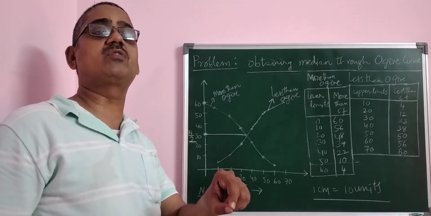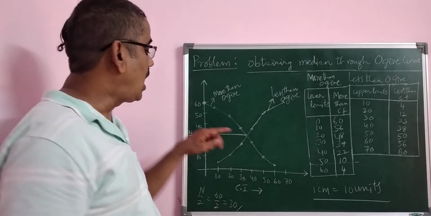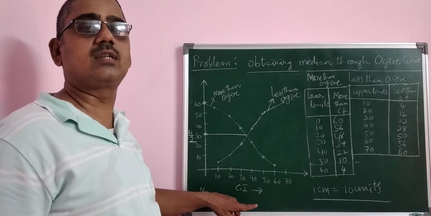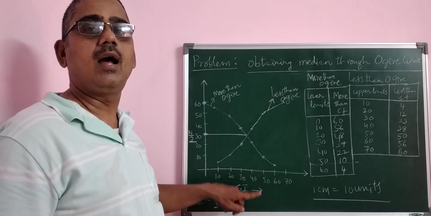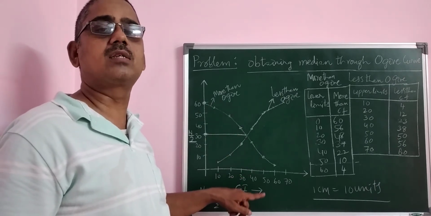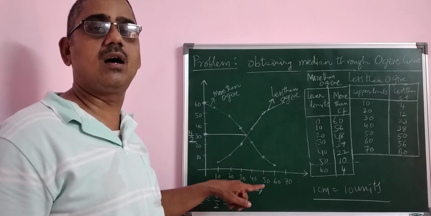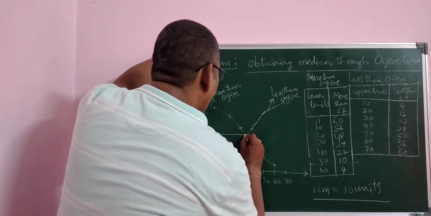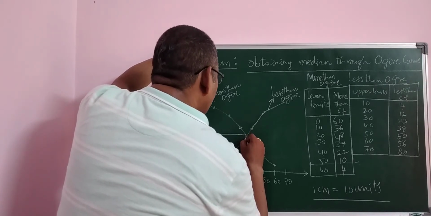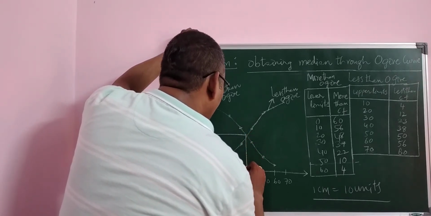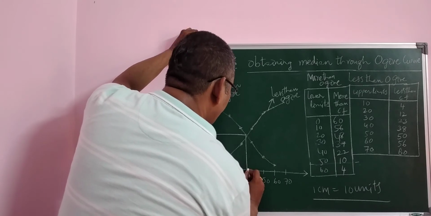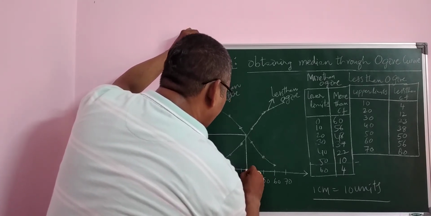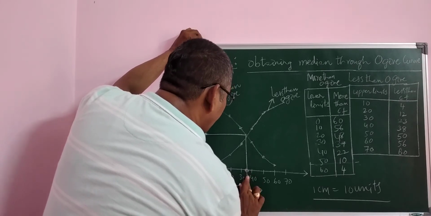Two particular points, very clearly. Start at the point here and draw the line up to the x-axis, meeting the x-axis. That is what I am doing. Perpendicularly you have to draw it. What I get here, nearly 35. This is the median.